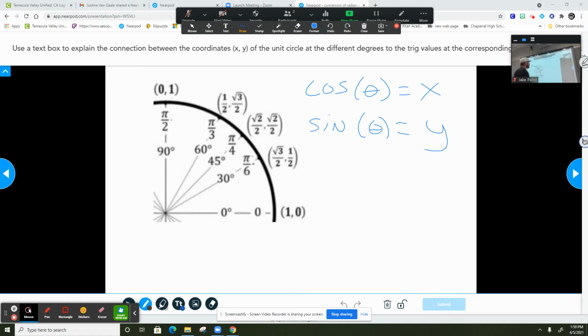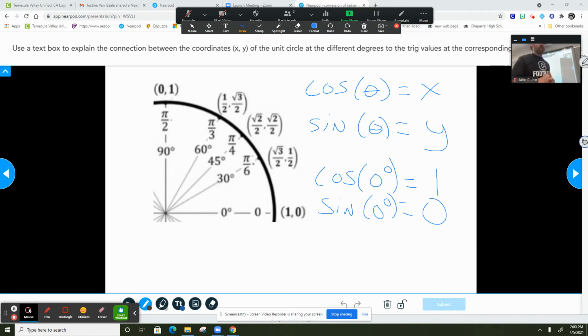So if I asked you what cosine of 0 degrees is, cosine is the x value. What's the x value? That's 1. Cosine of 0 is 1. And if I asked you what sine of 0 degrees is, sine is the y value, that'll be 0.